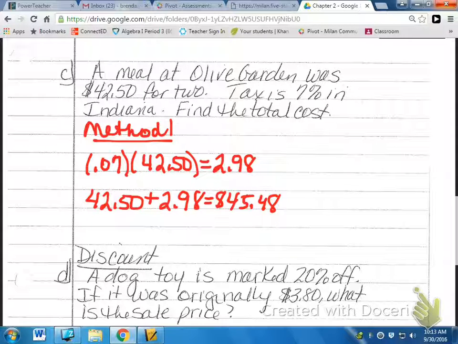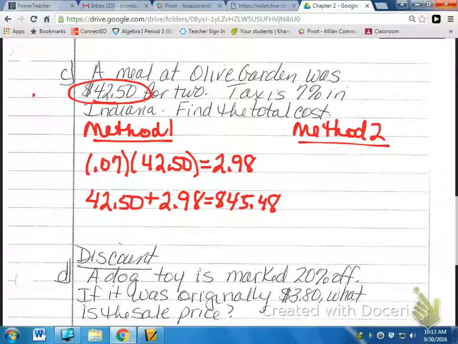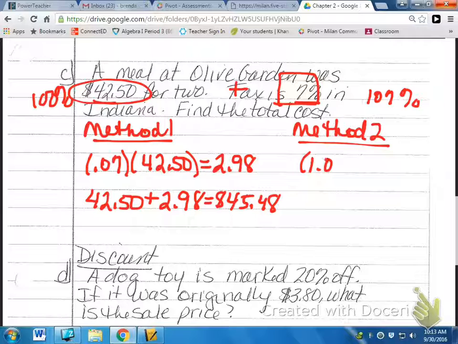It's just I prefer this method, method 2. And I hope you understand it. Let's see what happens. So you realize that the $42.50, that's 100% of the bill, correct? Plus 7% for tax. If I add that together, I am really going to pay 107%. Does that make sense to you? So that means instead of taking 0.07, I'm going to take 1.07 times the $42.50.